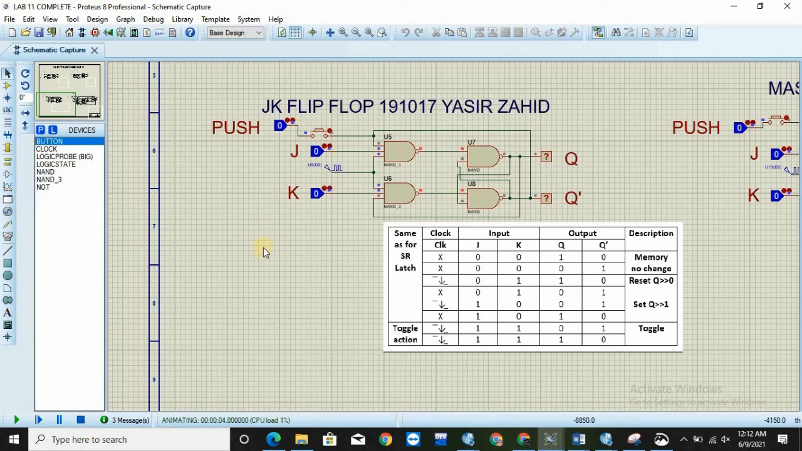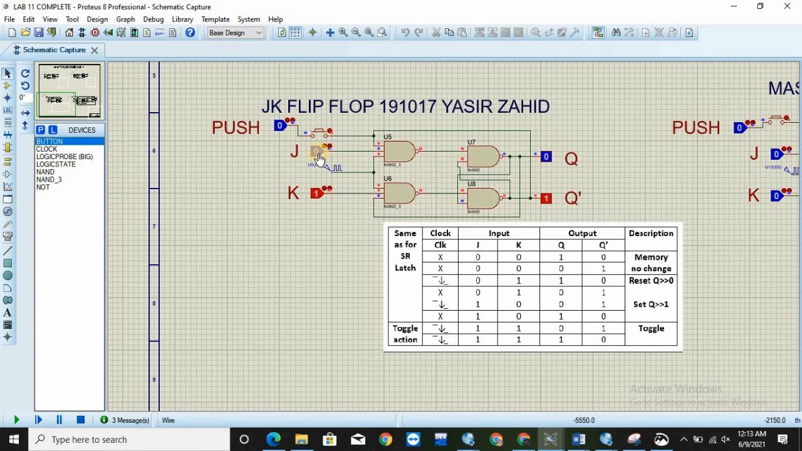Let me make it 0 0. We'll start this. Now if I give it a 0 0 again, since the condition was starting from 0, and now I give J as 1 and K as 0, here you can see I have got 1, and if I change it to K, with a certain delay, we'll get Q as 0 and our Q' as 1.